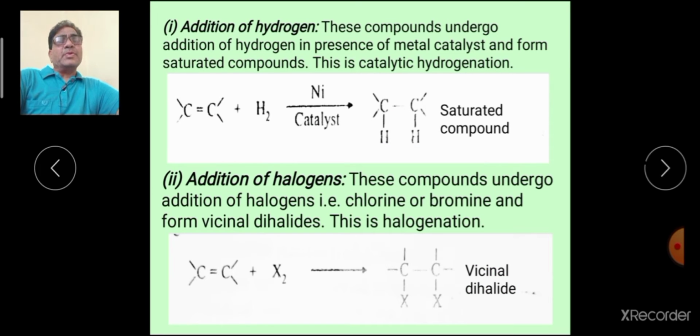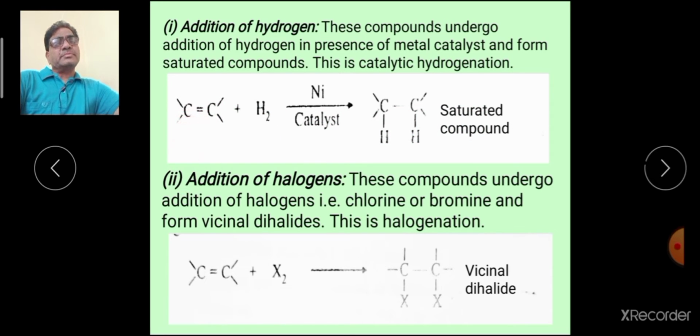The first is addition of hydrogen across the double bond. These compounds undergo addition of hydrogen in the presence of metal catalysts like nickel to form a saturated compound, and the reaction is known as catalytic hydrogenation. This is the reaction: addition of hydrogen forming a saturated compound. This is the unsaturated compound.